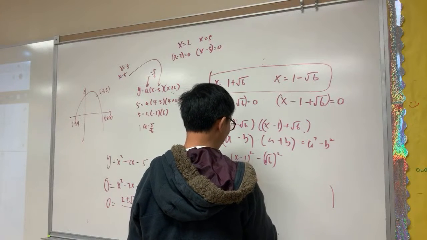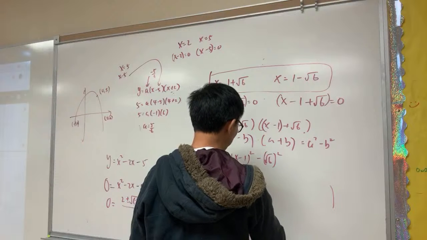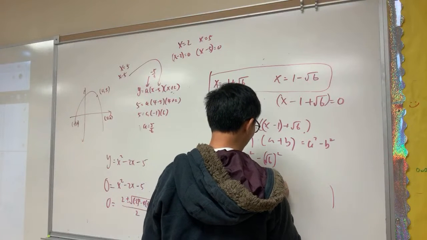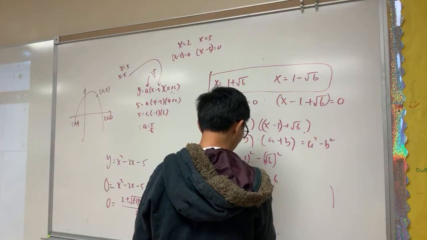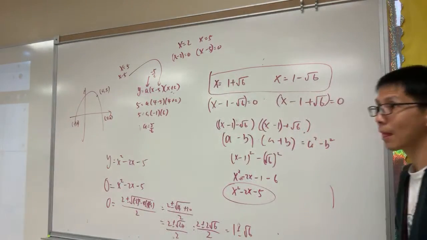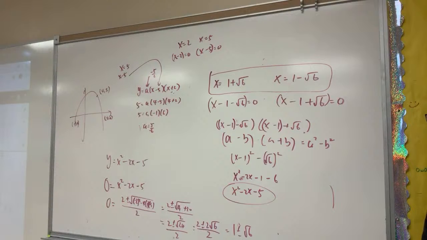So x squared minus 2x minus 1 minus 6. x squared minus 2x minus 5. Hold on, calm down. Wait, shouldn't that be a plus 1? Oh, that's plus 1, you're right. Okay, so that's x squared minus 2x minus 5.